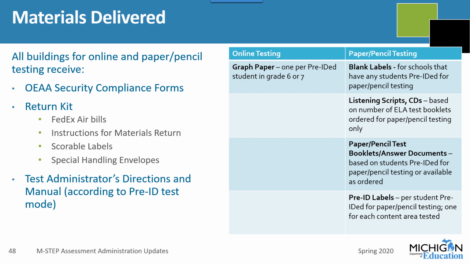Then, for schools that only have online testing in their pre-ID count, if they have 6th or 7th grade students, they will also receive 1 graph paper per student. For schools that have any student pre-ID'd for paper pencil testing, they will receive blank labels that you can print barcodes on if necessary, listening scripts and CDs, of course the test booklets and answer documents, and your printed pre-ID labels based on the students who are pre-ID'd to paper pencil testing on or before February 12th.